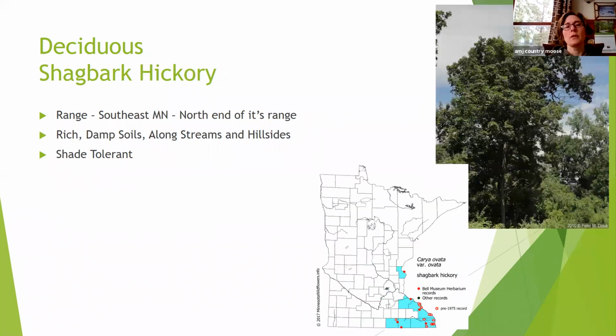Shagbark hickory, on the other hand, is already at its northern edge of its natural range in southeastern Minnesota, so you probably won't find that too far north of the Twin Cities. But they also like rich, damp soils. They prefer to be along streams or hillsides, and they're shade tolerant.